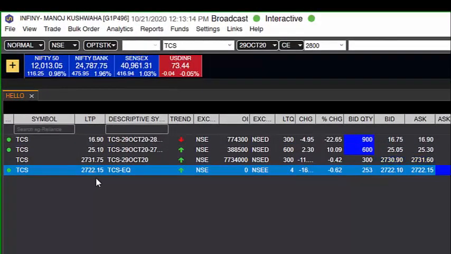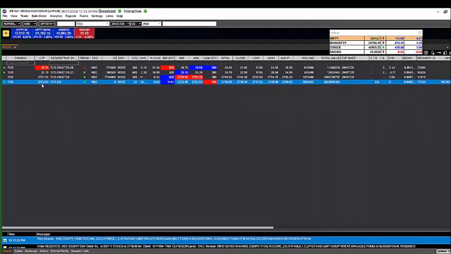As you can see here under the LTP column, TCS is currently trading close to 2722. So in order to place a buy limit order, what you need to do is place it at a limit price which is lower than the current market price. I decide to buy it at 2710.